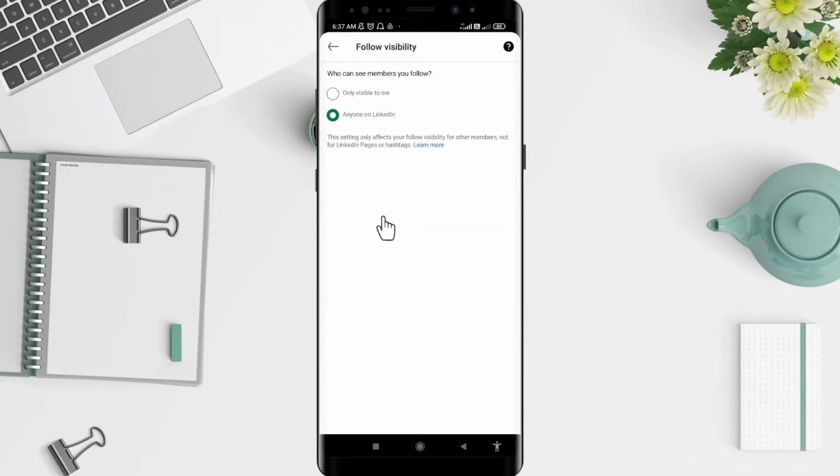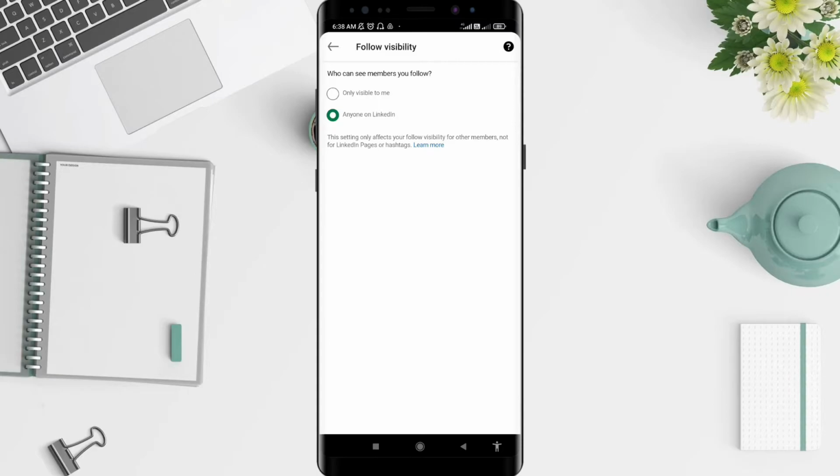follow. Okay, there are two options for you. The first one, only visible to me, means only you can see the LinkedIn members you follow. The second one, anyone on LinkedIn, means anyone can see the members you follow.